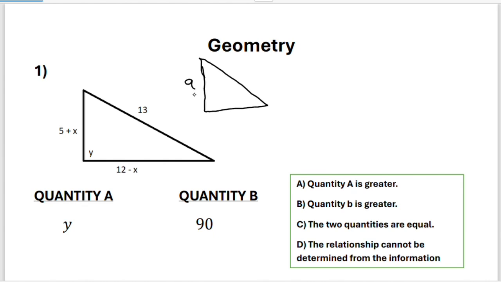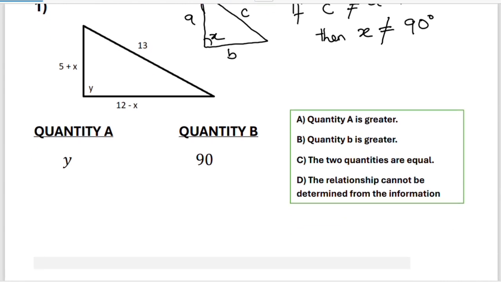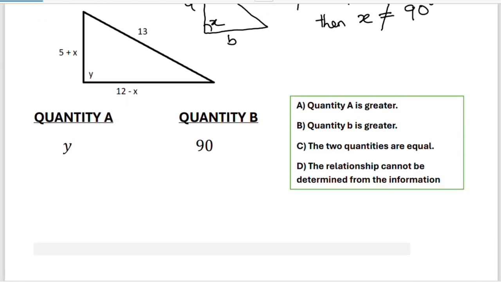which I can state in this form. This is triangle ABC. And we say if c squared is equal to a squared plus b squared, then the angle here, let's call it x, must be equal to 90 degrees. But if this is not correct, then the angle is not 90 degrees, and I'm going to apply that here. So let's apply the same theorem here.